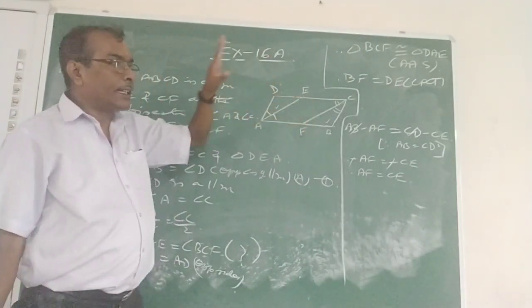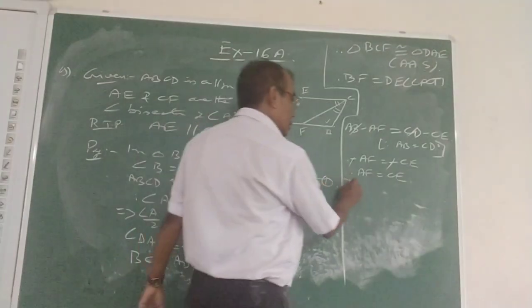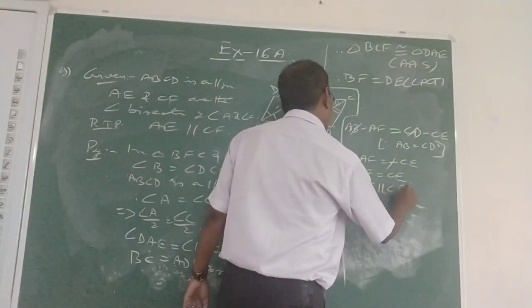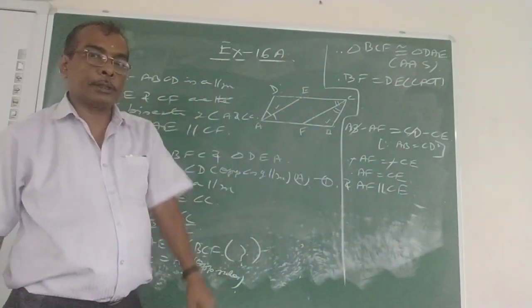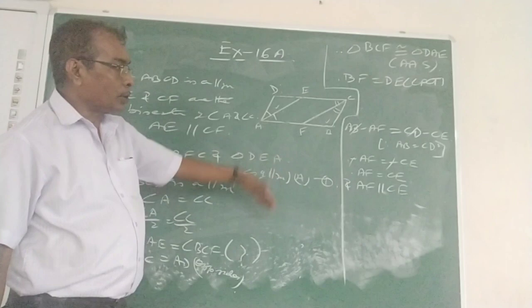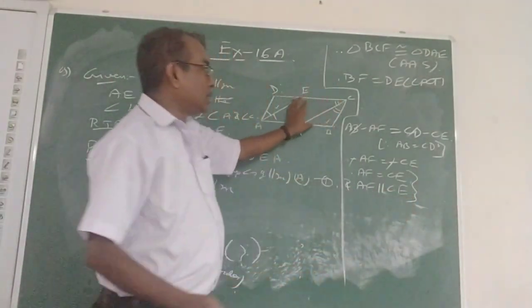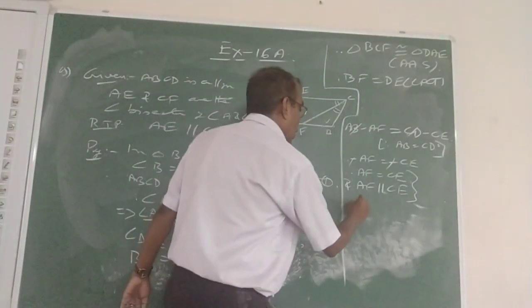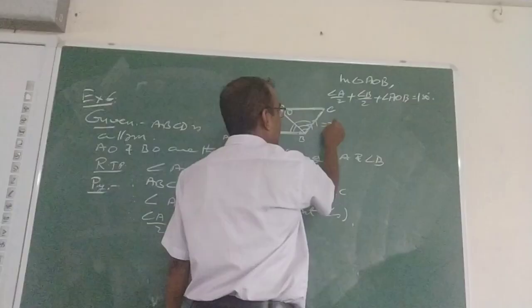As well as it has been given that these two lines are parallel, AF is parallel to CE. So therefore, as I have just explained, one pair of the opposite sides of this quadrilateral are equal and parallel. So therefore, AECF is a parallelogram.